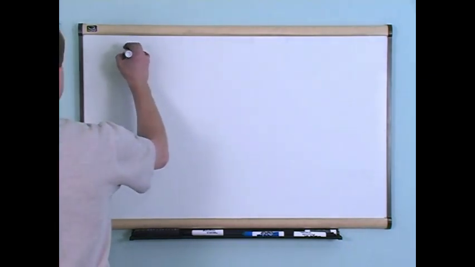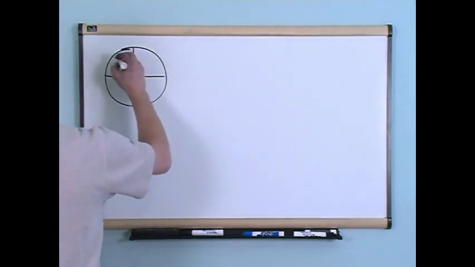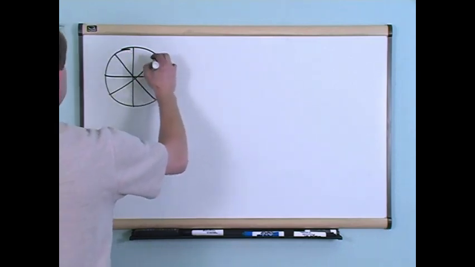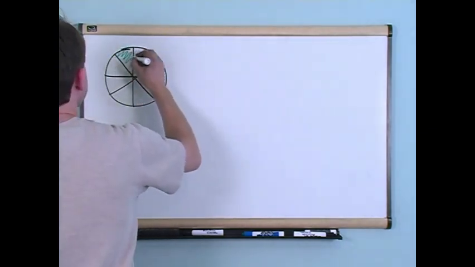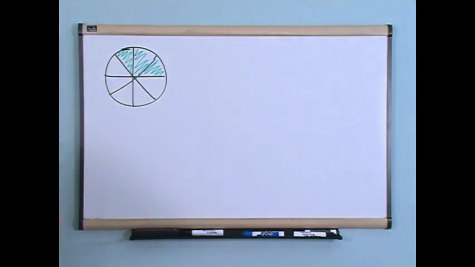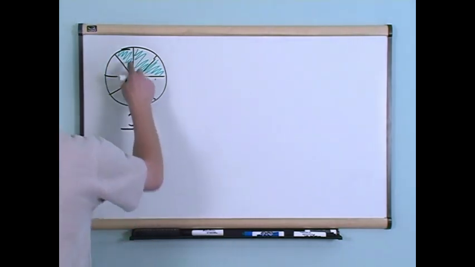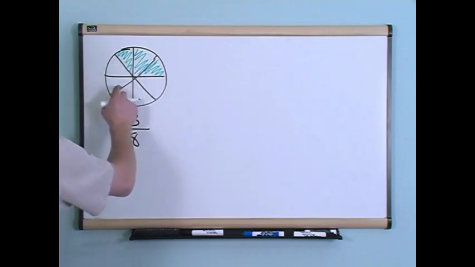So let's say you have, again, I'm going to draw this pie and I'm going to make 8 pieces. There's 1, 2, 3, 4, 5, 6, 7, 8 pieces of pie, and I'm going to take 3 of those pieces. So here's 1 piece, 2 pieces, 3 pieces of the pie. So 3 pieces of pie out of a total of 8 pieces.